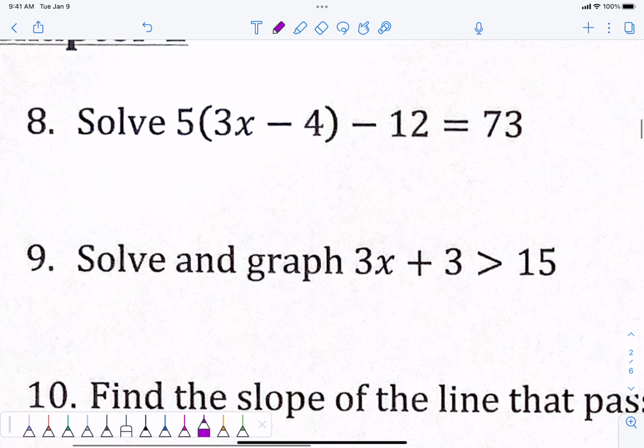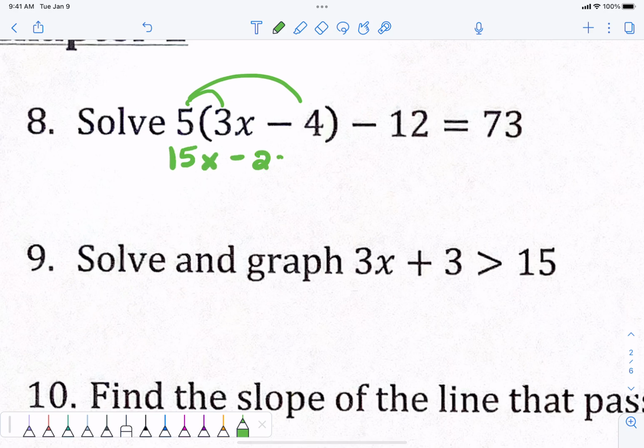Number 8. We want to solve for x. What would you like to do first? Distribute the 5. Okay. 5 times 3 is 15x minus 20. Do you distribute the 5 to the 12 also? No, because it's just the step in parentheses.